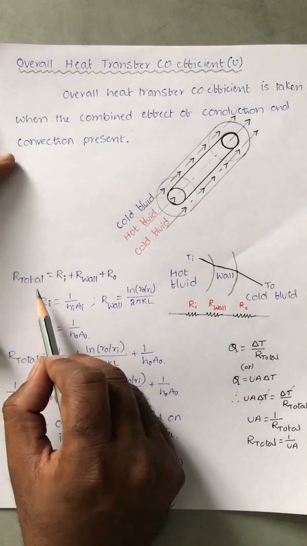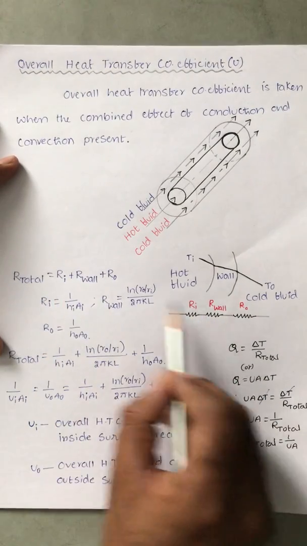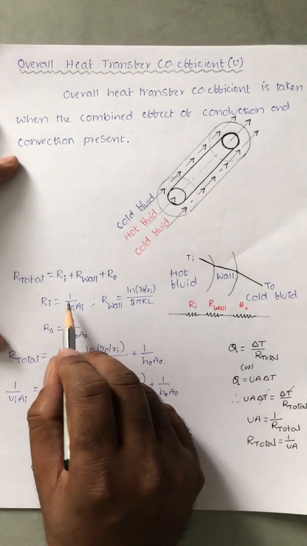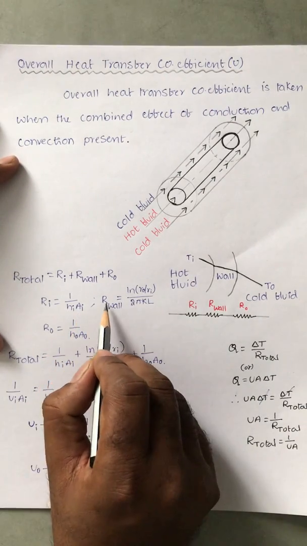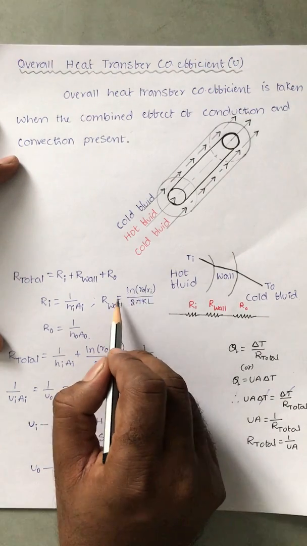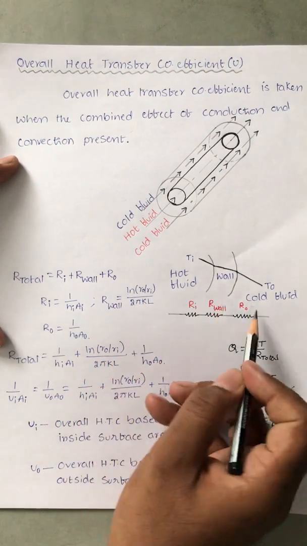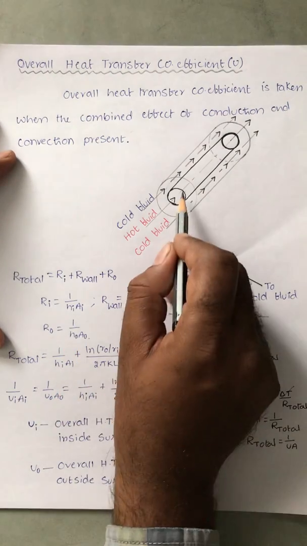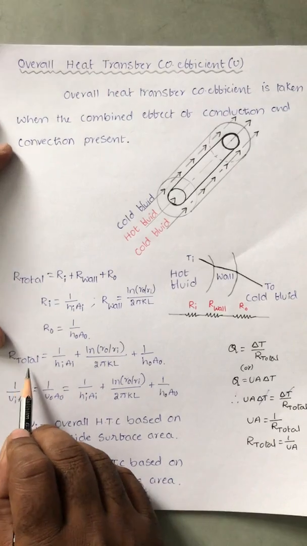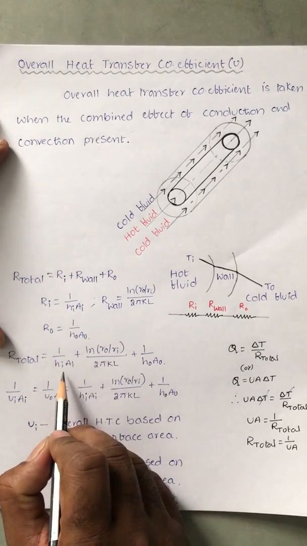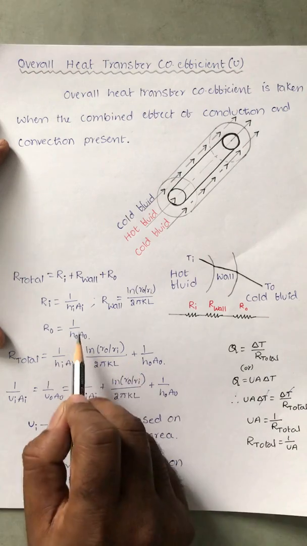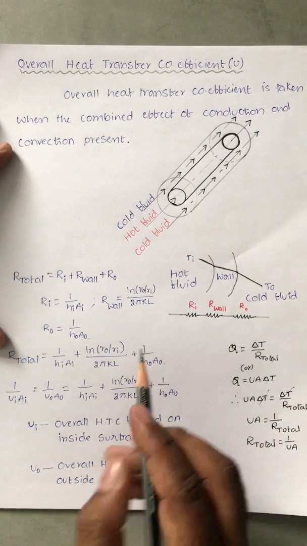Now R total resistance is equal to Ri plus R wall plus R naught. Ri, because of convection, is 1 by Hi Ai. R wall is log of R naught by Ri, divided by 2 pi K L. This is the conduction resistance for a cylinder. And R naught, again convection for the cold fluid, is 1 by H naught A naught. So R total is equal to 1 by Hi Ai plus log R naught by Ri by 2 pi K L plus 1 by H naught A naught.